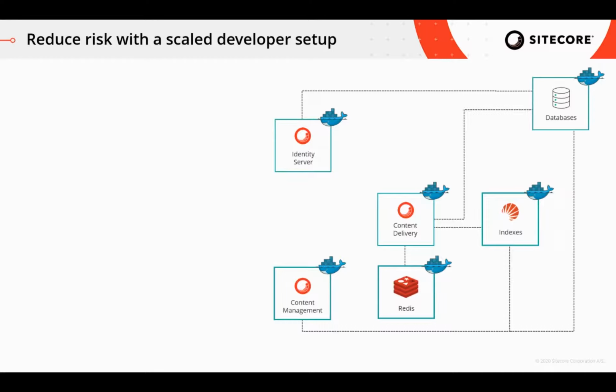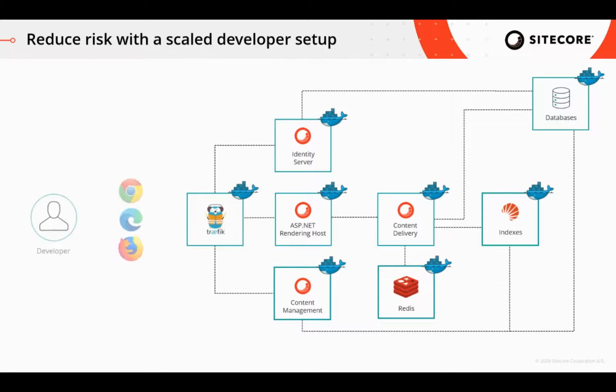This is a very simple XM, CD, CM, nothing complicated, no xDB, just I want to do some basic development. And that's your traditional, and it's very similar to what you would see in a 9.3 as well. Because we decided to go with a headless approach, we also have an extra role here, which is our rendering host. So it's separate from content delivery, and it's talking to content delivery, but it runs in its own container, and it doesn't have any Sitecore installed, just the SDK and an ASP.NET Core app.